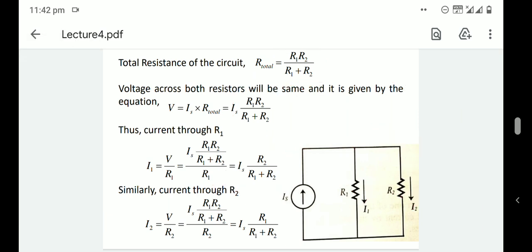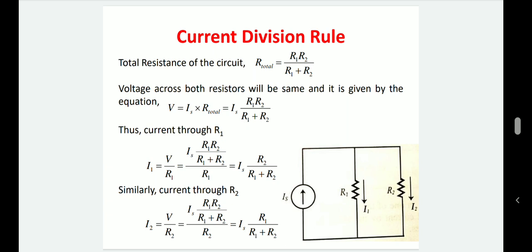So if we are familiar with this current division rule, we can directly find the values of I1 and I2 from Is, R1 and R2 itself. So I1, the current flowing through the resistance R1, can be found using this equation: Is into R2 divided by R1 plus R2.